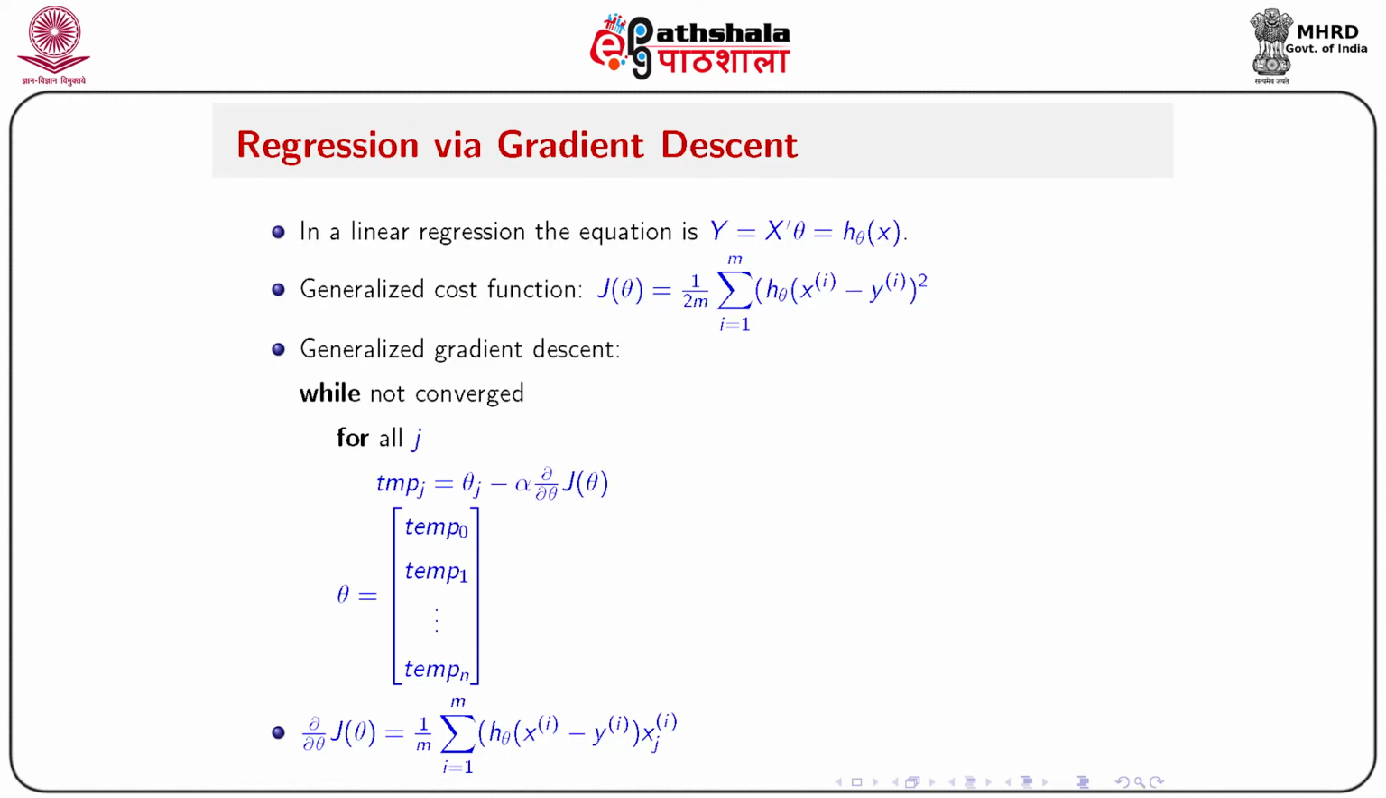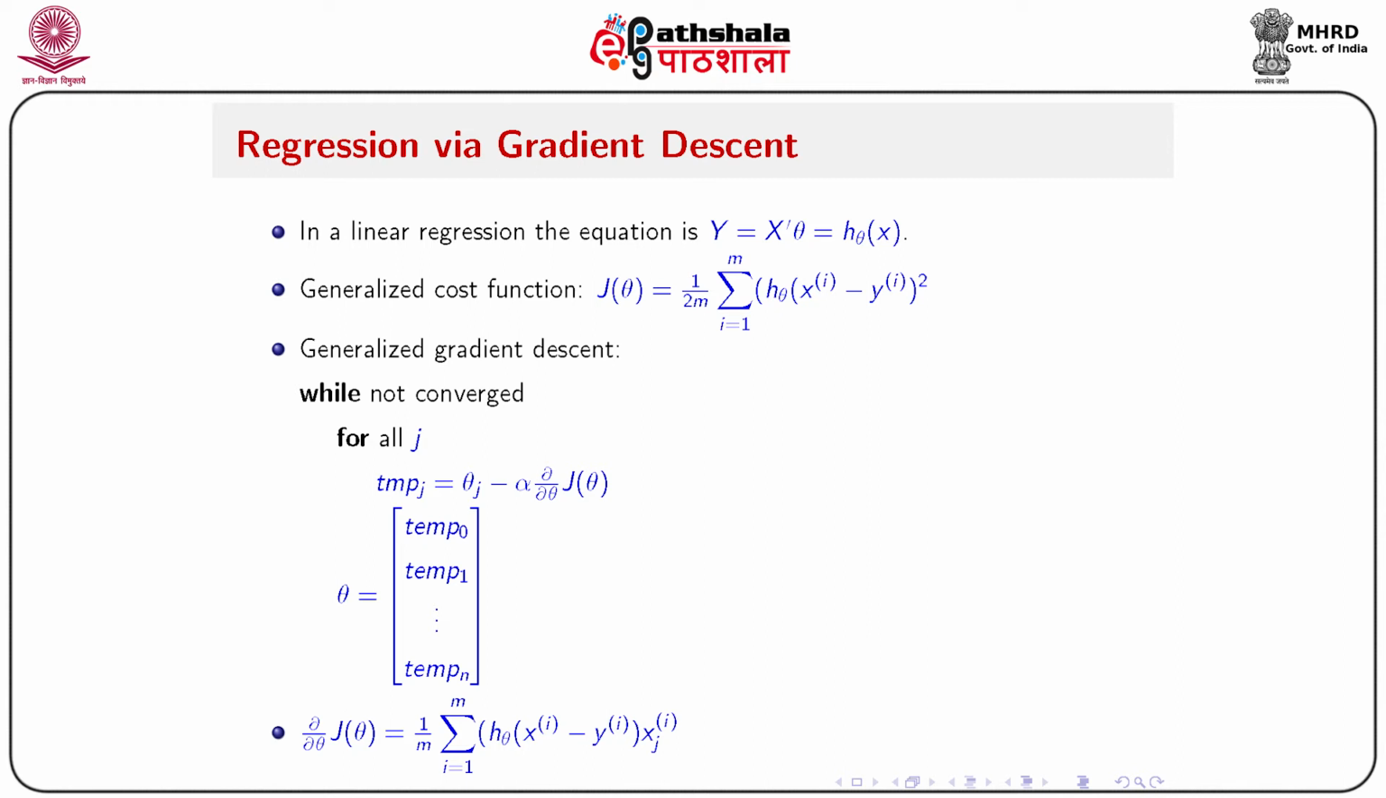Now the regression via gradient descent. In a linear regression equation in vector format, you write the vector matrix y equals to X prime theta, that is h theta x, and the generalized cost function would be J theta. In terms of cost function, that is 1 by 2m, sum over i equals 1 to n, of h theta x i minus y i, whole square.